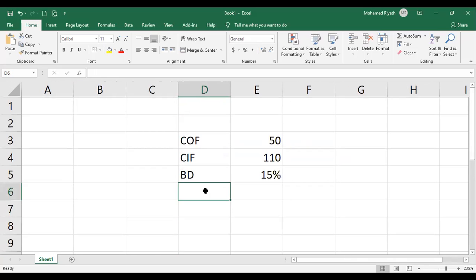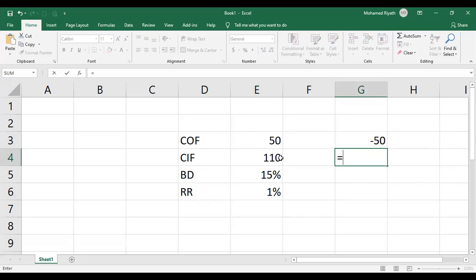Bad debt is 15%, and the required rate of return is 1%. Now we will find the NPV, right? So it is cash outflow, it's a minus, no? Minus 50, we take it. And cash inflow, so our expected revenue is 110. Out of this 110, 15% of customers will not settle our money. So therefore it is equal to 110 times (1 minus this one).